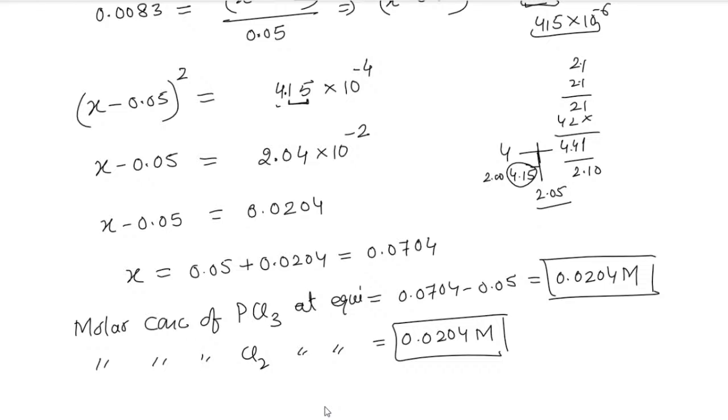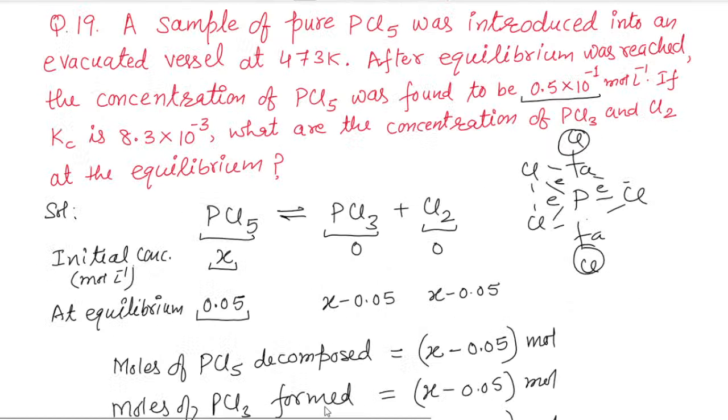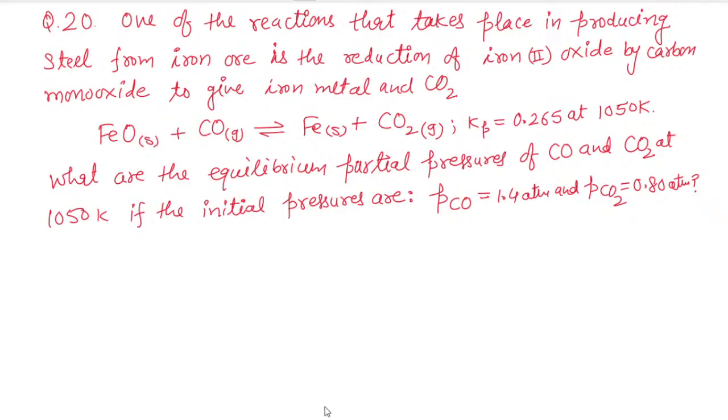Now come to question number 20. According to question number 20, we have the statement: one of the reactions that takes place in producing steel from iron ore is the reduction of iron(II) oxide by carbon monoxide to give iron metal and CO2. The reaction is given to you. So first of all, write the reaction.